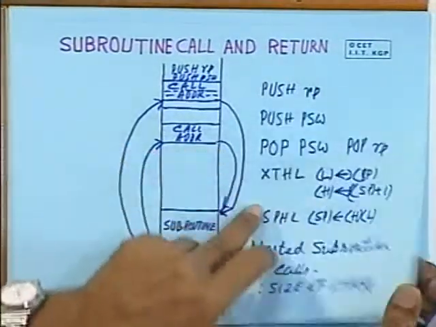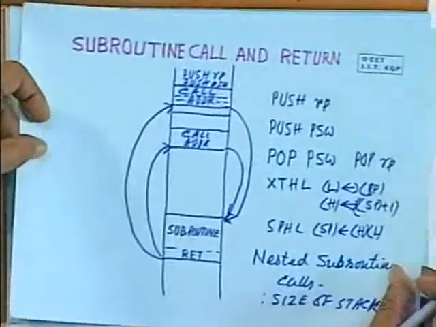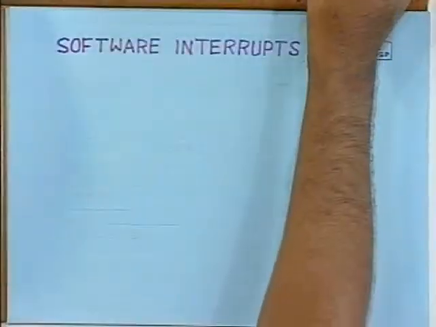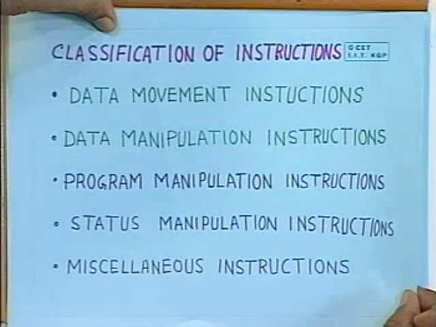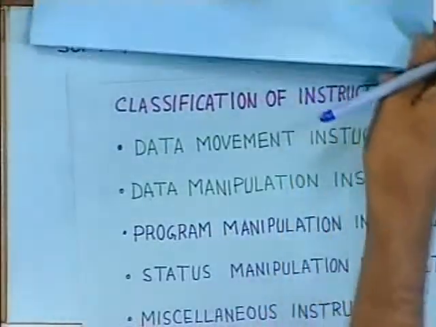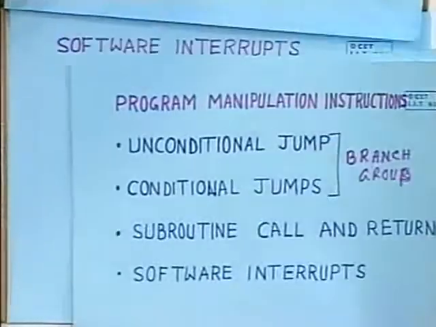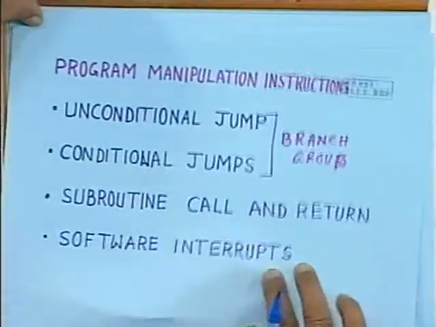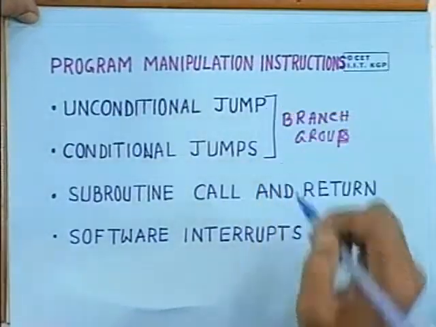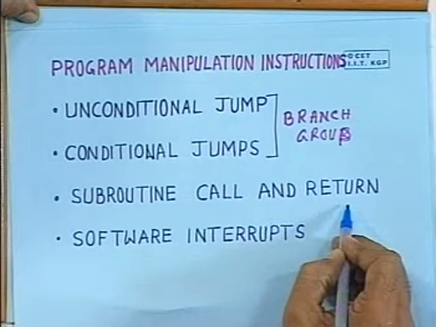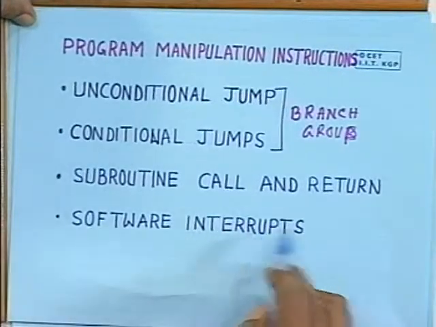Now, after discussing the subroutine calls, we have to discuss another type of instructions. We have discussed unconditional jumps, conditional jumps, subroutine call and return. Now we are left with software interrupts.